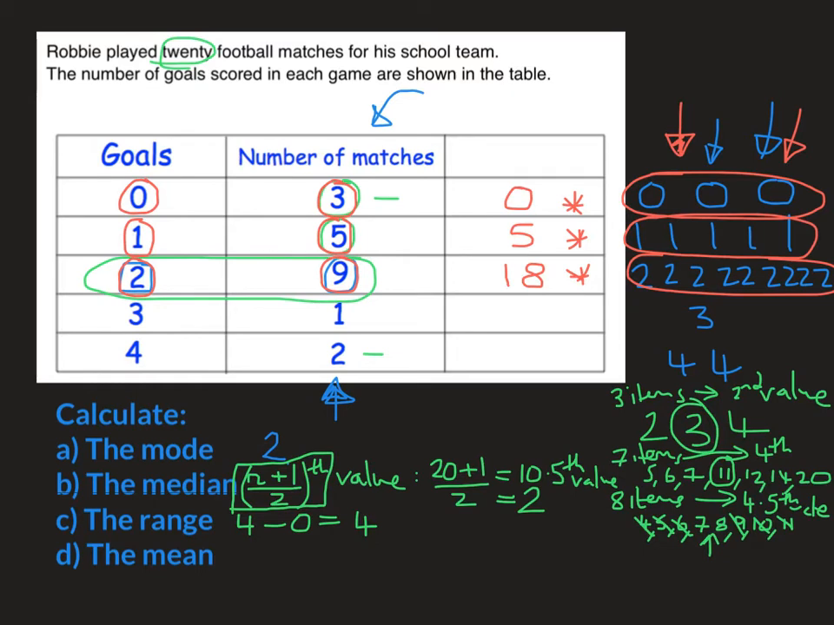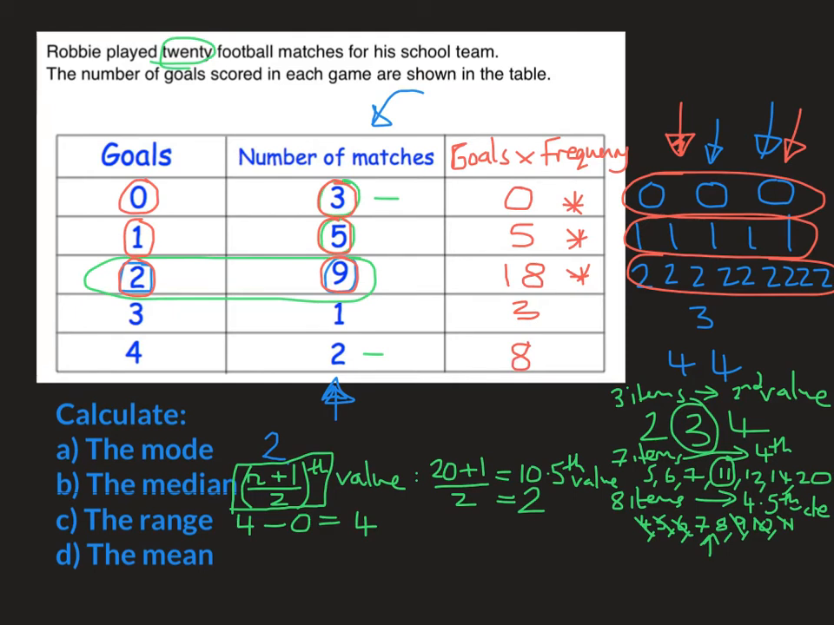So here, we basically do the goals times, I'm going to put number of matches. I'm going to, for the time being, put frequency, because that's normally the word that's used. That's just how many times it happened. Goals times frequency. So here, without much effort, 3 and 8.